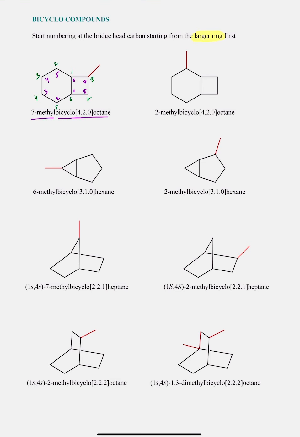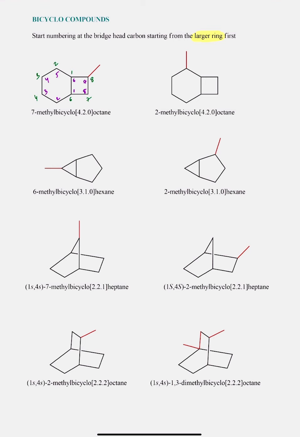So we get 7-methyl, and the rest of the naming is done already on the previous page, so I will not be covering it. The correct way of numbering is the purple and not green, because that gives me number 7 and not 8. So that's how numbering is done. Let me look at the next structure.